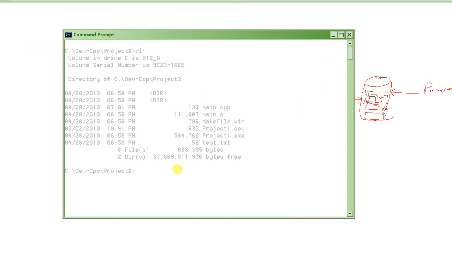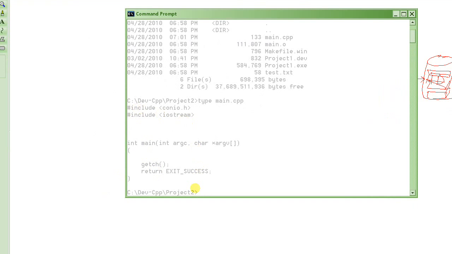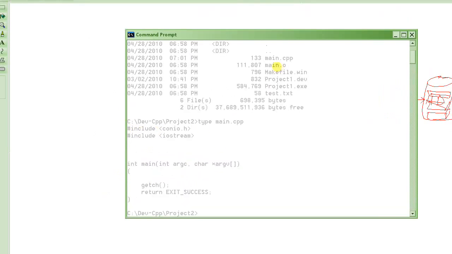Now there are two major types of files. Actually there are many types of files, but broadly speaking there are two types. One is the text file, the other one is the binary file. A text file is a file that you can print or display on the screen. For example, main.cpp is a text file. If I do a type, you see the characters of my last program that I worked on. You see this, all these are printable characters.